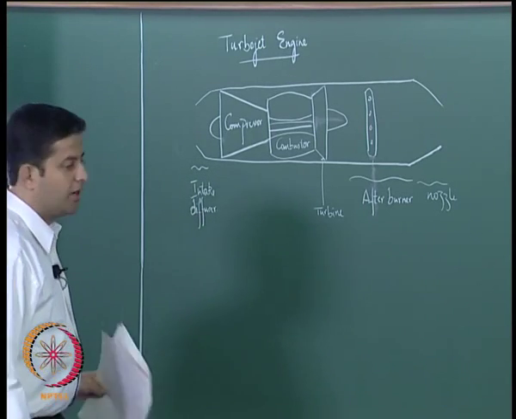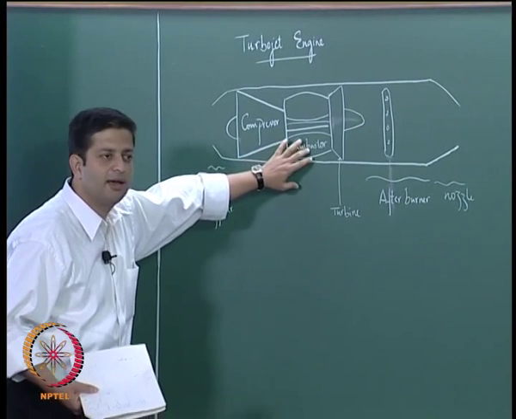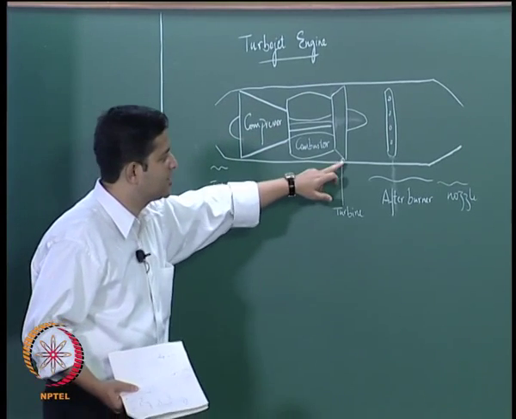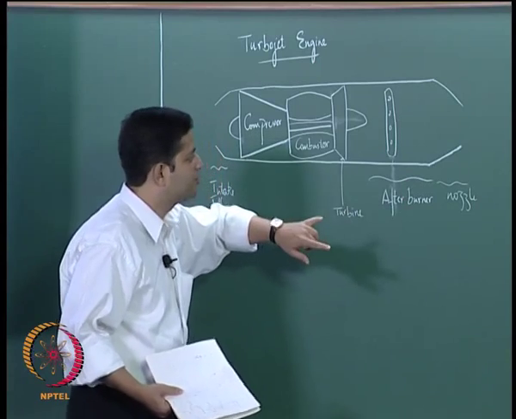Okay. Now, if you remember, in the last class I had said that while discussing the piston engine propeller combination, as we go higher in altitude, we needed to do something known as turbo supercharging, and therefore we had a compressor connected to a turbine, and the exit of the compressor was connected to the piston engine. I said the gas turbine engine or the turbojet engine is an evolution from this concept to what is seen here. Here we see a compressor, and in between a combustor instead of going into a piston engine, and then there is a turbine. Now the turbine develops enough power to run the compressor, and this is the afterburner portion, and this is the nozzle.